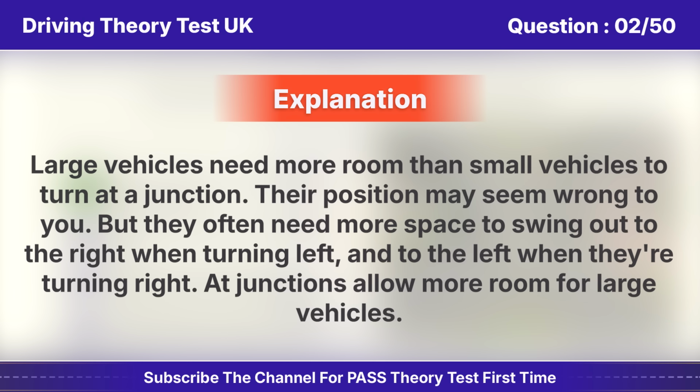Large vehicles need more room than small vehicles to turn at a junction. Their position may seem wrong to you, but they often need more space to swing out to the right when turning left, and to the left when they're turning right. At junctions, allow more room for large vehicles.